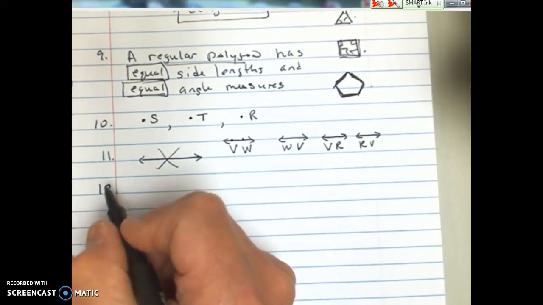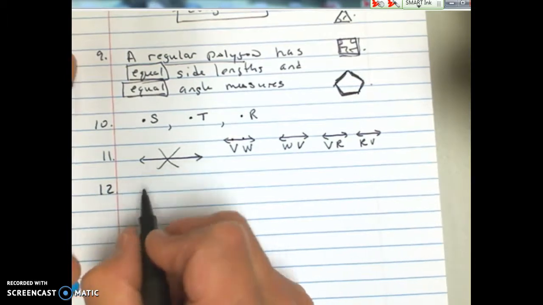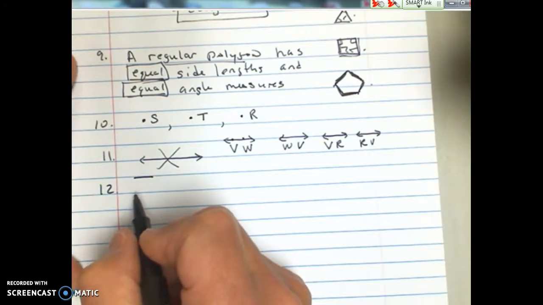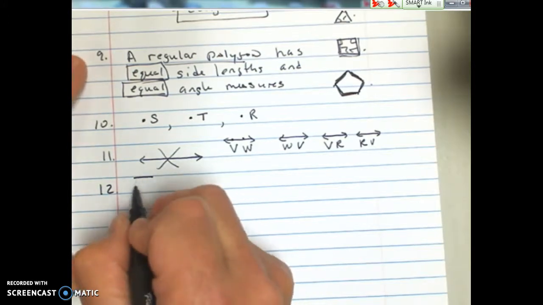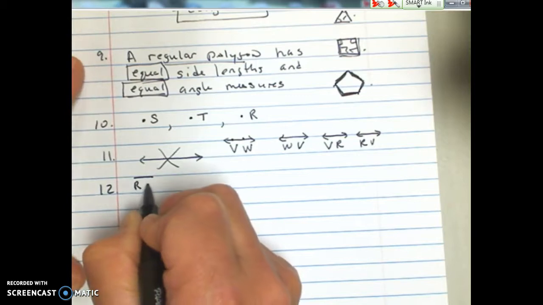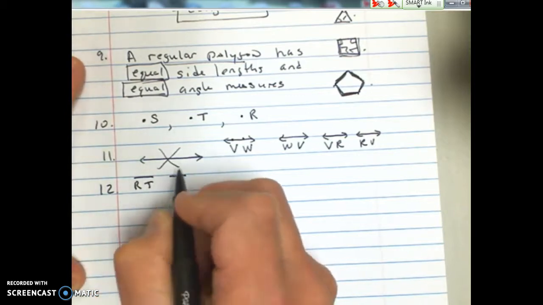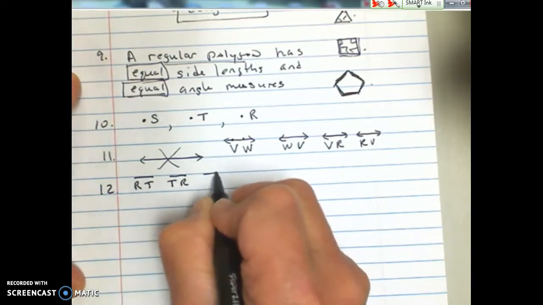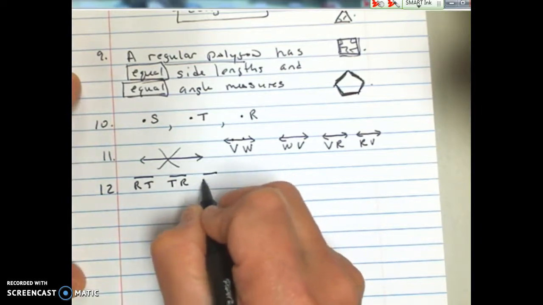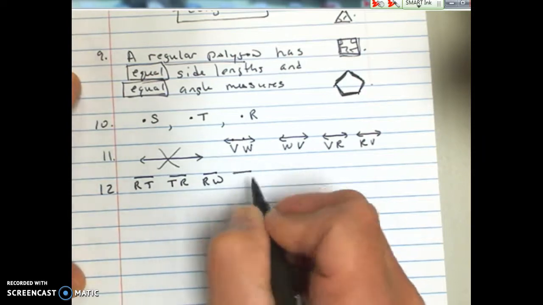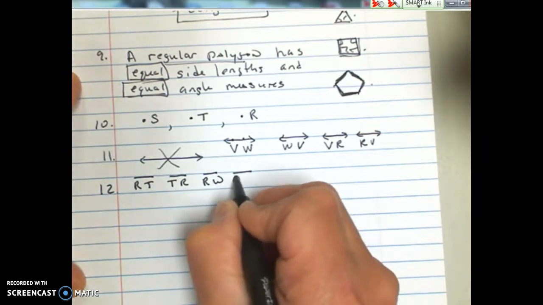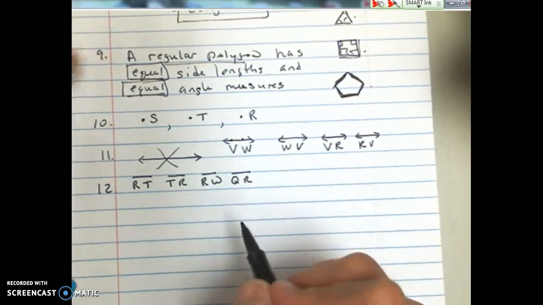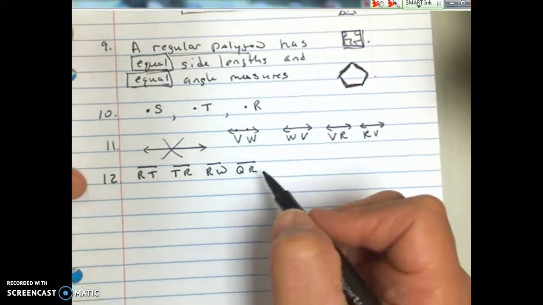Number 12, a segment that has R as an endpoint. So a line segment that has R as an endpoint. Doesn't matter which direction, it doesn't say. So we could say line segment RT. We could say line segment TR, could be in that order. We could say line segment RW. We could say line segment QR. It doesn't have to be in any order, but there are lots and lots of choices of R being an endpoint.